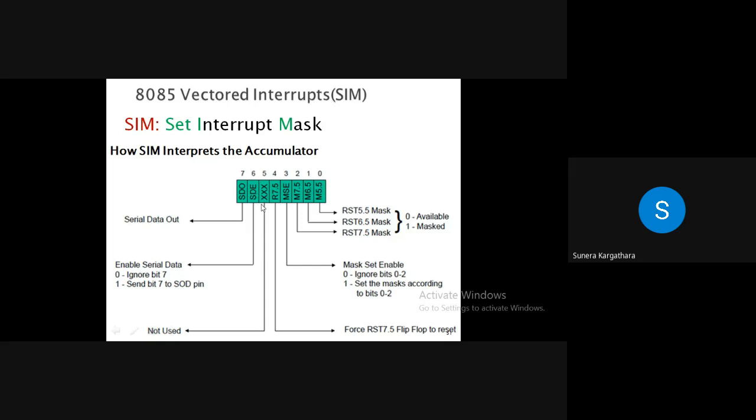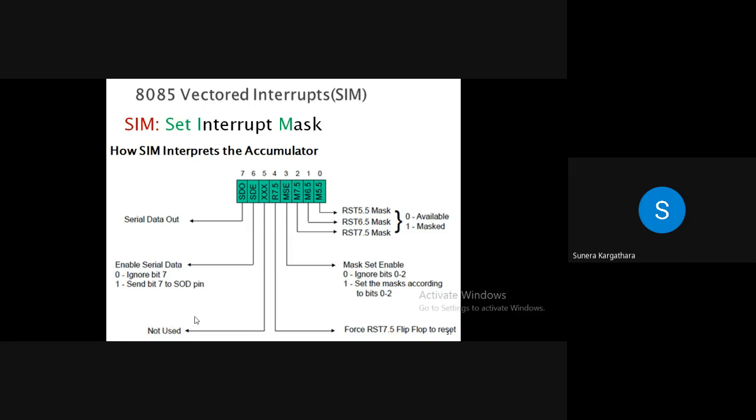SDE is 1, then only you can communicate with this last bit. If I keep the D6 bit of my accumulator 0, that means there is no purpose of this D7 bit. Am I communicating? Serial data enable. First the data is enabled and then I will send the data. If this bit itself is 0, no data will be sent through this bit. I hope it is clear, student. Now the D5 bit of your accumulator is not used.